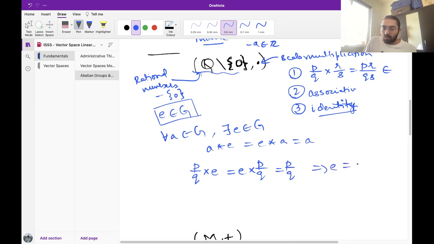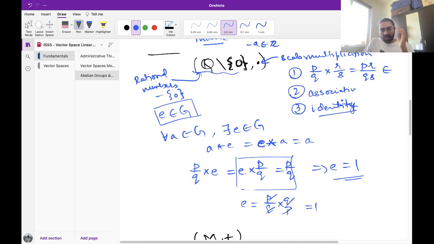One. That's it. So you can take this and say, since p by q cannot be zero, I can take p by q to this side. I can say e equals p by q into q by p, cancel out all of this, you'll get one. Simple, right?